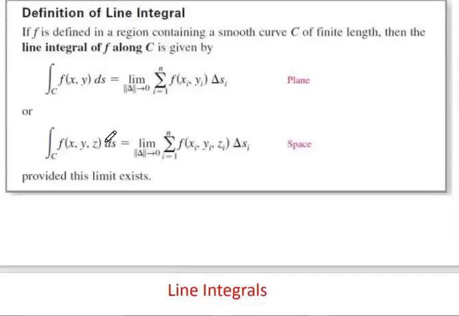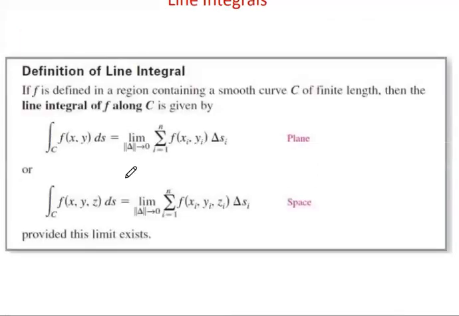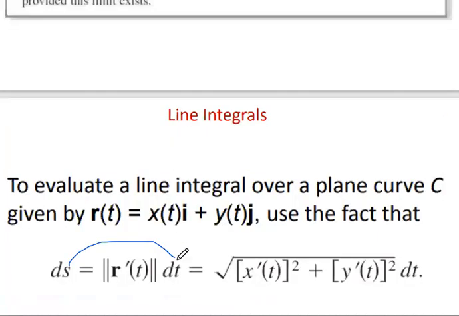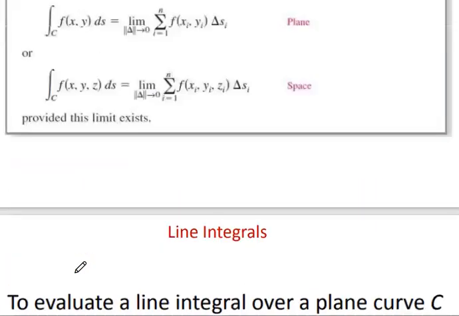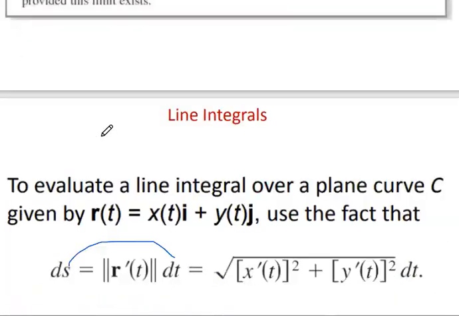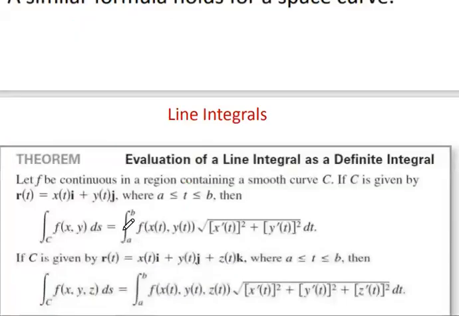Later, you can change the variable. Sometimes you want to change s to t. How do you do that? Very simple. You know the conversion, remember the relationship between s and t. We can use this conversion, so you can write this term instead of ds, and convert this integral. So you can write everything in terms of t.